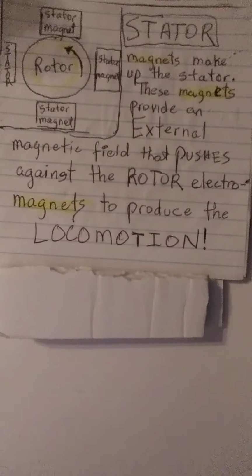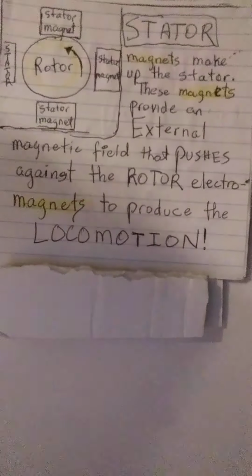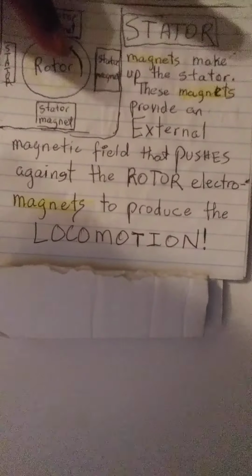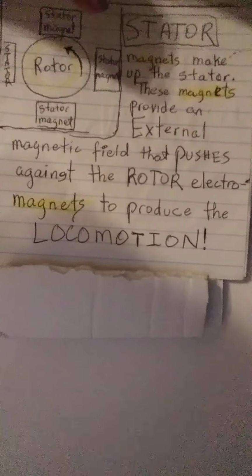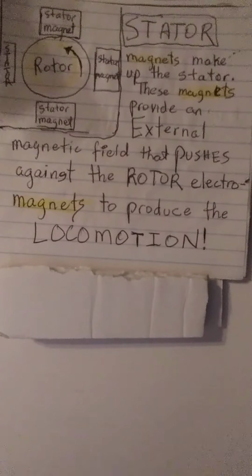Stator magnets make up the stator. These magnets provide an external magnetic field that pushes against the rotor. Electromagnets produce locomotion. All right, so what we have here is a rotor of electromagnets on the inside, made of coils. We have the permanent magnet sitting on the outside. When the external field pushes on the coils, the electromagnets internal to it, then we get locomotion.